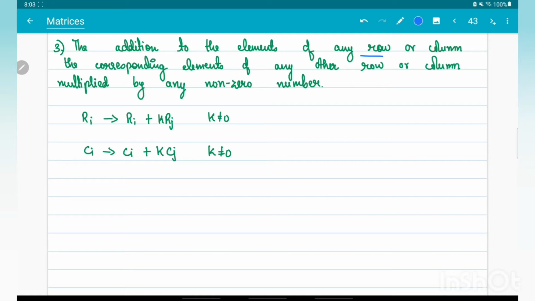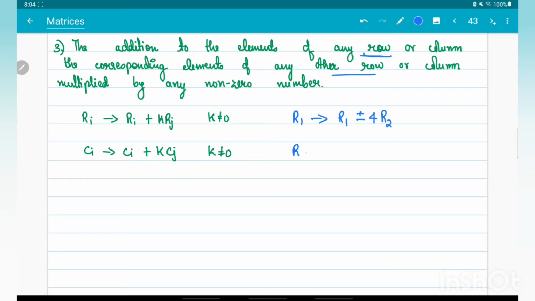So in this, first of all, it says the addition to the elements of any particular row, the corresponding elements of any other row which is multiplied by a non-zero number. So basically what we are doing is, suppose we take row 1 and we add to its elements, or we can subtract, some other row, suppose row 2, and this row 2 can be multiplied by a constant number which is not 0. Suppose I say 3 or 4 or any constant number which is not 0. So this is the elementary operation.